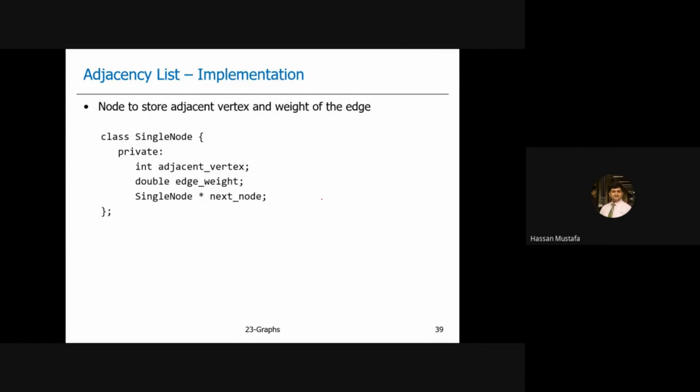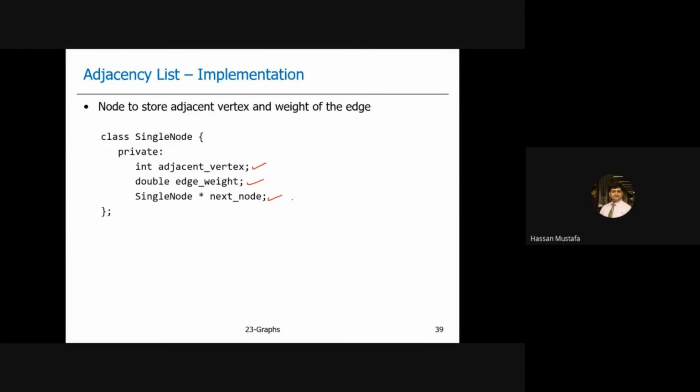Just moving on to some C++ code of this implementation, we can have this class of single node, which has the ID or the number of the adjacent vertex, then the weight, and the next vertex. So this becomes the list of edges.